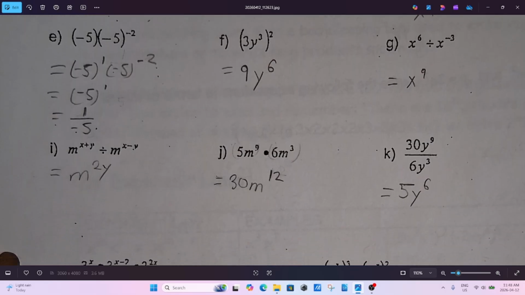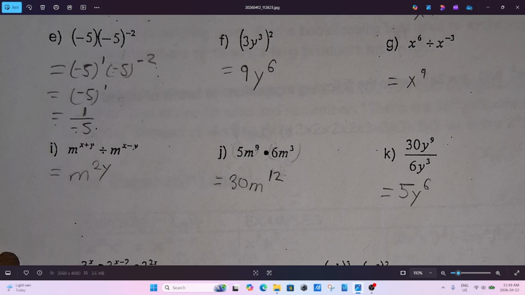Question E. Negative 5 times negative 5 to the exponent negative 2. So that's just negative 5 to the 1 times negative 5 to the negative 2. And so you have the same base. So you do 1 plus negative 2, which gets you negative 5 to the negative 1. So it should be a negative 1 there. And so you just make it into a fraction, so it's 1 over negative 5.